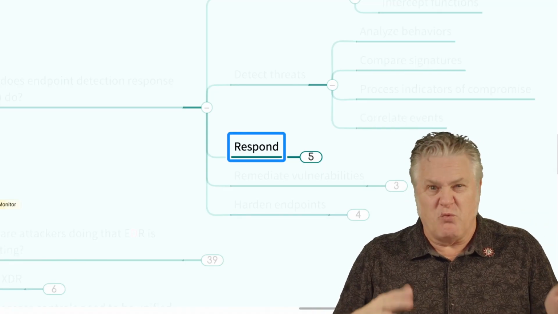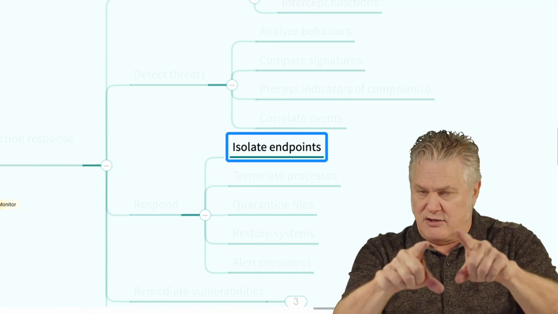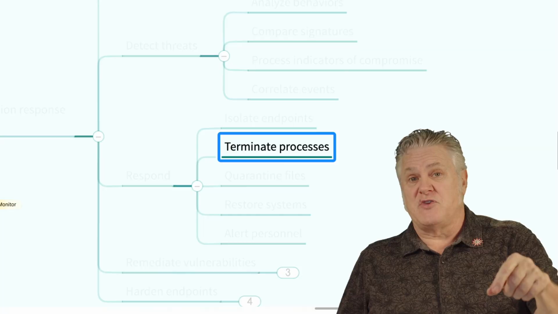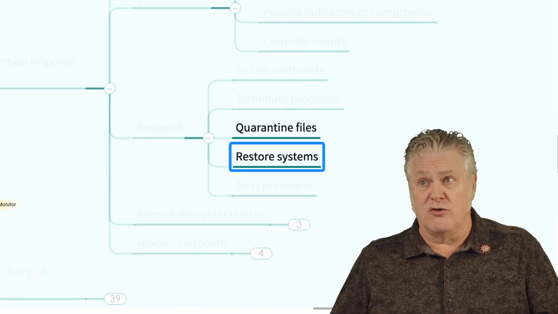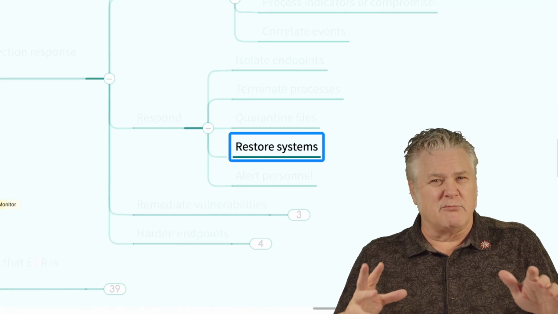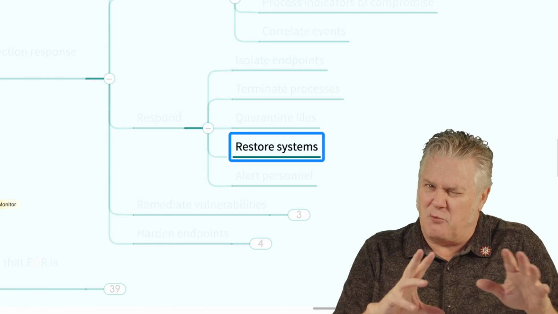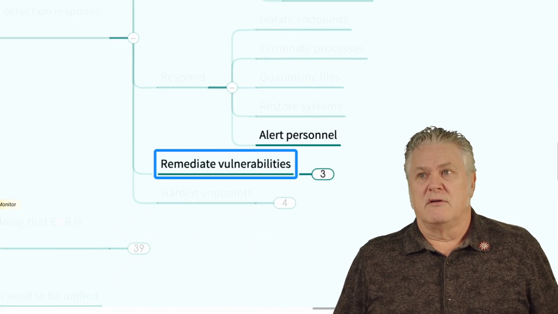So that's the detection. What's the response? The response is isolating that endpoint, saying, hey, you've been bad. We're going to put you over here. We're going to terminate the process that was created by that malware. We're going to quarantine files or quarantine you. We're going to restore the systems, which I, as an incident responder, I got some problems with that one. We'll talk about that one later on. And then we have to alert personnel.